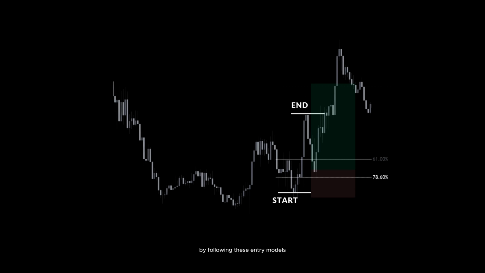By following these entry models, we ensure a systematic approach to opening positions that align with the overall strategy. This strategic method enhances the likelihood of successful trades and helps manage risk effectively.